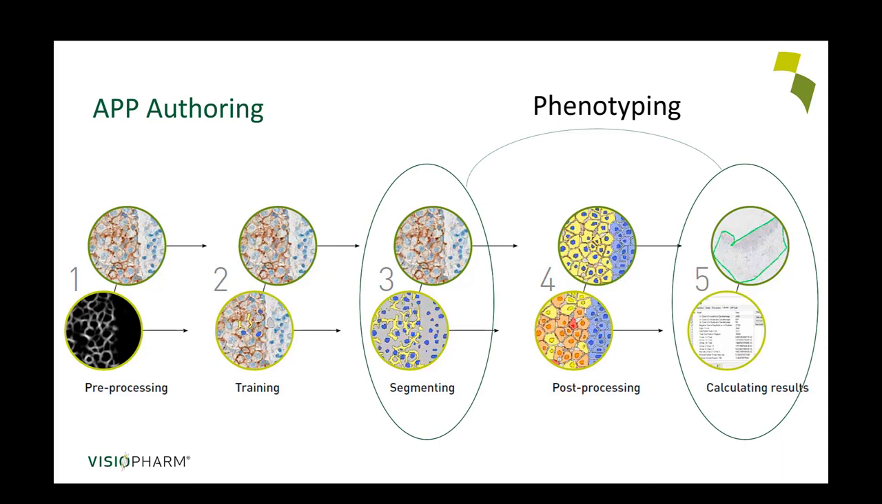Phenotyping takes place at two points within the app authoring process. First is in the segmentation, and later in the result calculation. Particularly in segmentation, phenotyping uses an object-based classifier or cell classifier to be able to generate individual cell class phenotypes for all of the cells that are annotated in the image. The output results generate tables of information that can be utilized to plot information about the data that was segmented in the image.